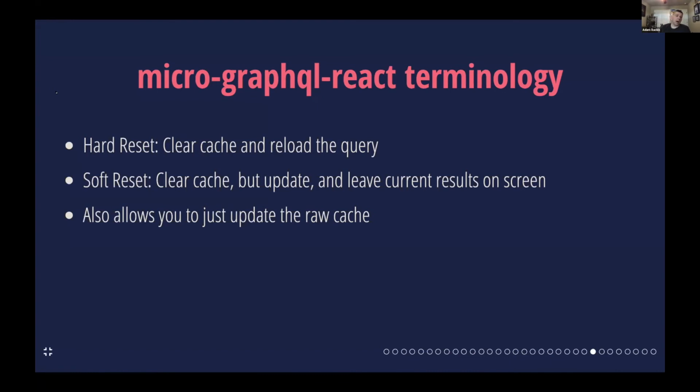If I say that I want a soft reset, that means I'm going to clear my cache, but I'm not going to re-request the current results. I'm just going to update them optionally. I'm going to say, all right, the results you're currently looking at, I'm just going to update them on the screen, but the cache is cleared. And if you come back to those results, I am going to make a fresh request to the server.